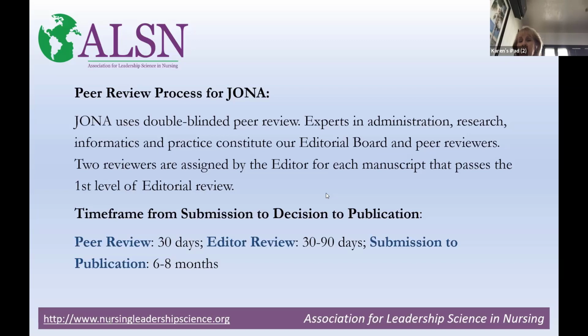We use a double-blinded peer review, which means that I assign 2 reviewers to each manuscript that I review initially and screen for applicability to our journal and for interest of our target audience and for writing style and those sort of things. If I deem that the article looks of interest and I'm not doing a detailed peer review, I'm screening it, then I will assign it to 2 peer reviewers who are volunteers. Our editorial board and our peer reviewers are leaders from across the world.